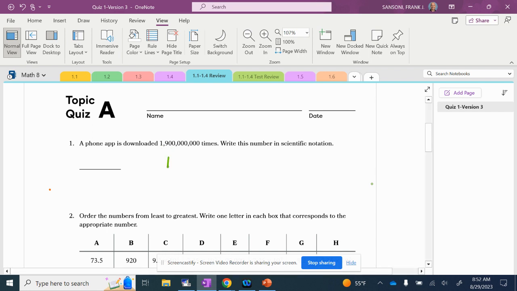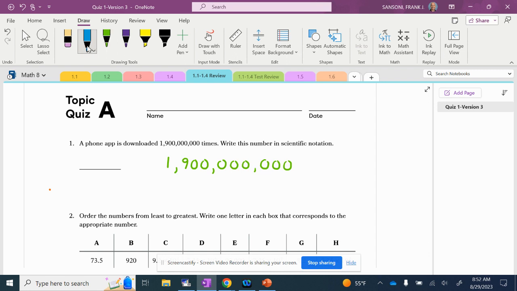So we're going to write 1.9 billion. I'm just going to write a little bit larger so we can clearly see how many times I'm going to move the decimal. So there's my original number in standard form. And then it says put it in scientific notation. So I'm going to take my decimal, which I don't see, but my decimal is right here. How many times do I need to move this so I can get that number to be between 1 and 10? It's clearly not between 1 and 10. 9 times, right?